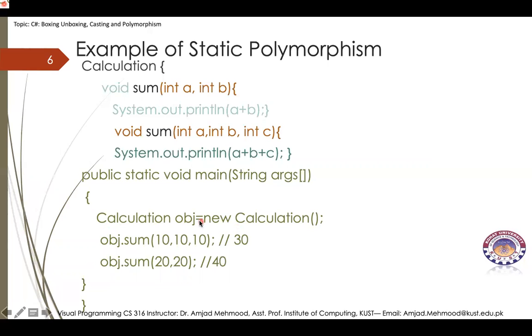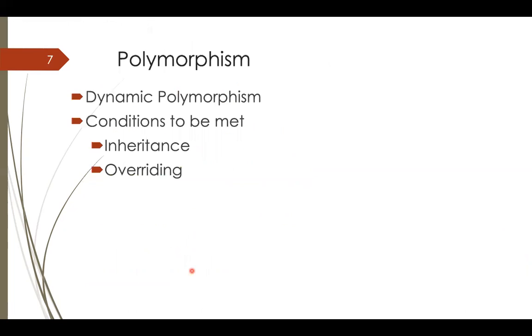Here you can see that we are creating an object with the name obj. So obj.sum. This is how we have the same method name in a class. This is called overloading. But this method has 2 parameters, and this method has 3 parameters. This is how the compiler identifies which particular method will be called. So here the 3 parameter method will be called, and here the 2 parameter method will be called.